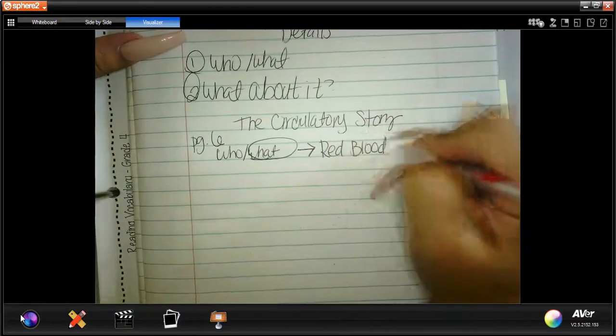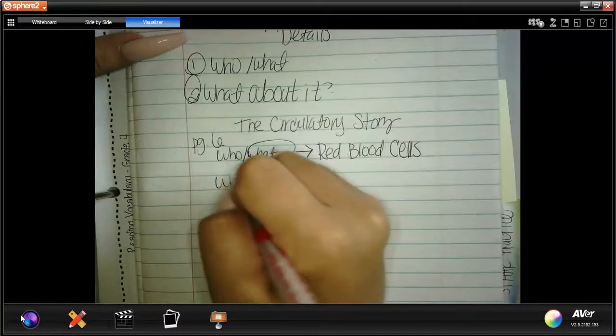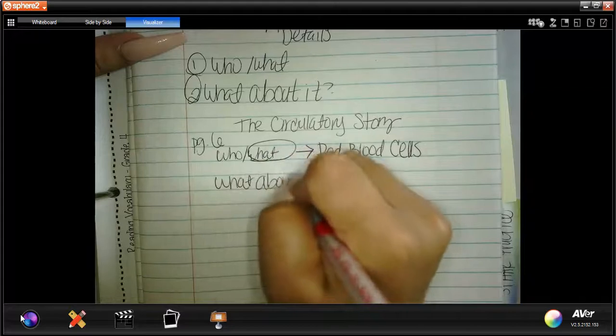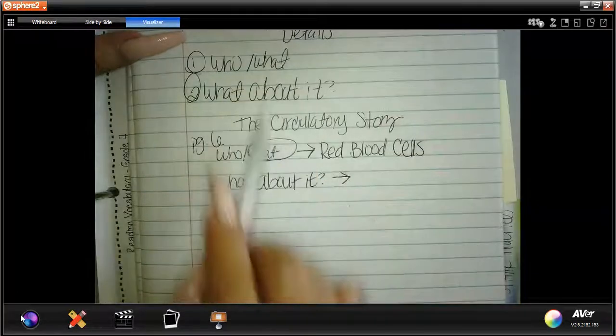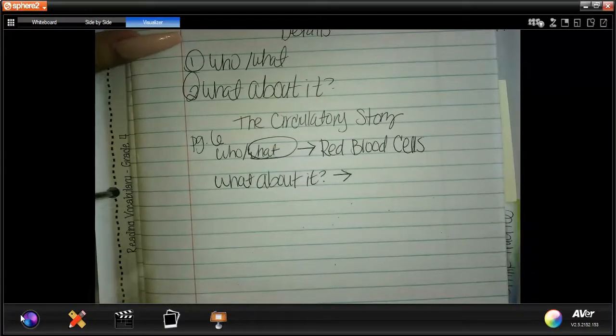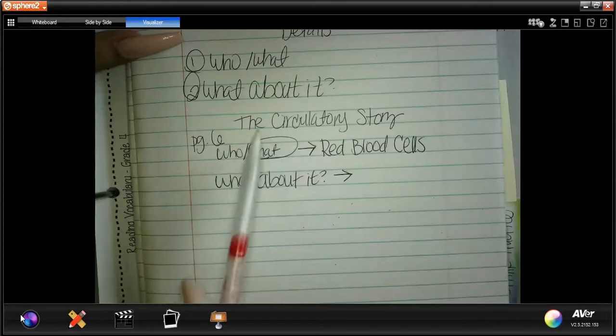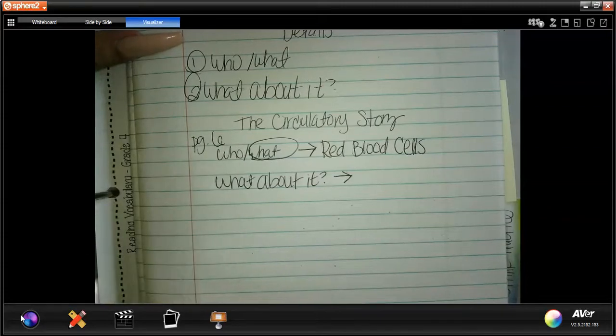Okay, so let's go ahead and write that down. Okay, remember, second question. What about it? So yes, make sure you're copying every single one of these. Eventually, when we get really good at main idea, we don't have to be rewriting the questions, but right now, we have to write the questions so that we can remember ourselves. This is what's going to help us for the mid-module. Okay, so what about red blood cells?